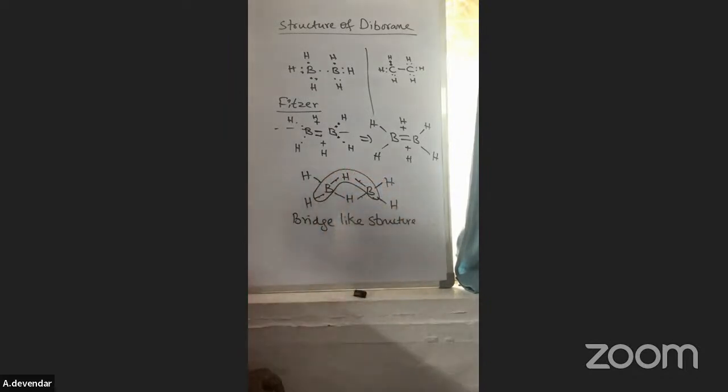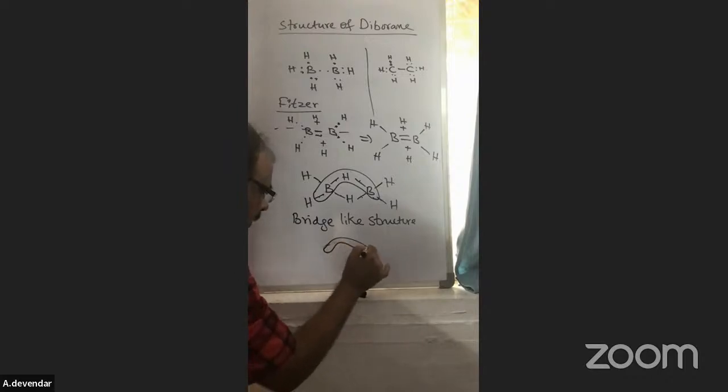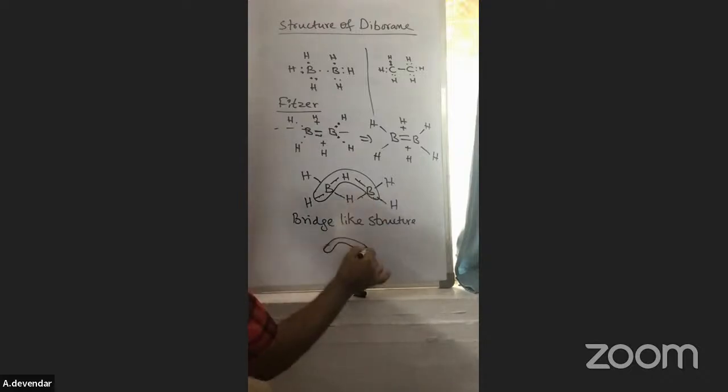See friends, please observe that particular structure. The bridge-like structure above the plane; I only draw above the plane. It is nothing but a banana. That's why the diborane structure is not only called a bridge-like structure, it is a banana type structure. You can write it as a banana. See the banana, here the hydrogen is there.